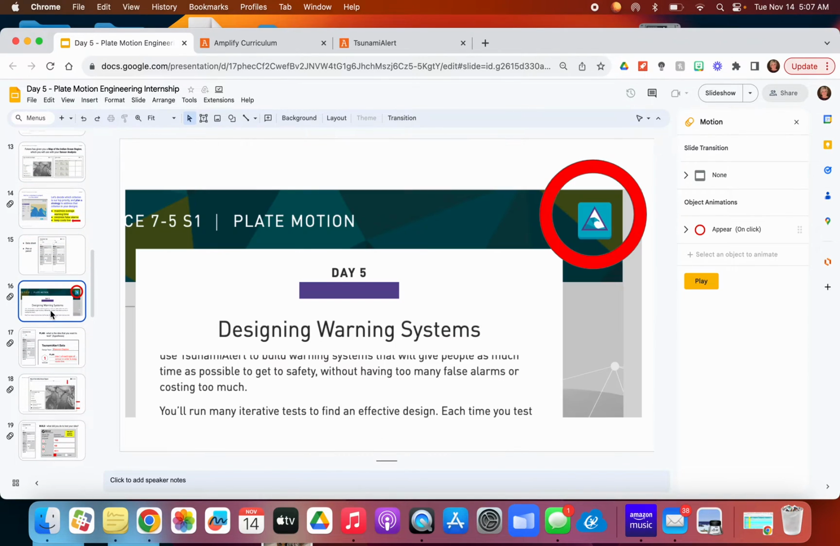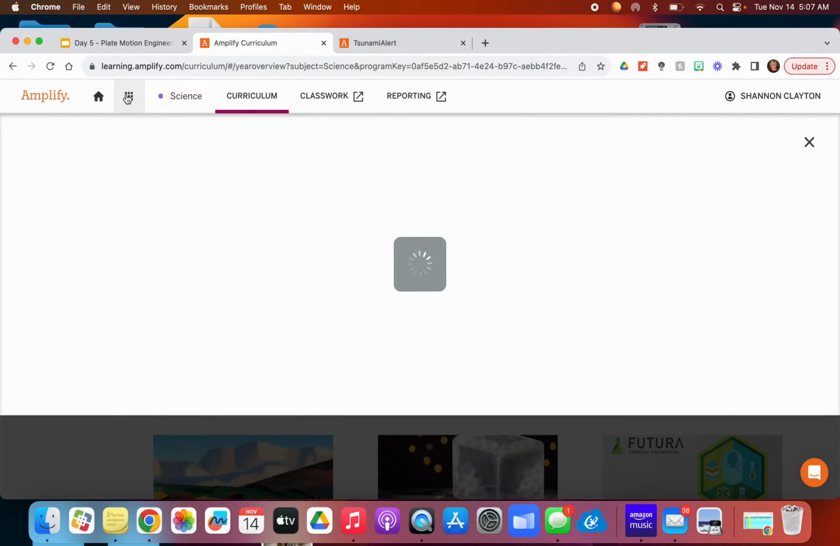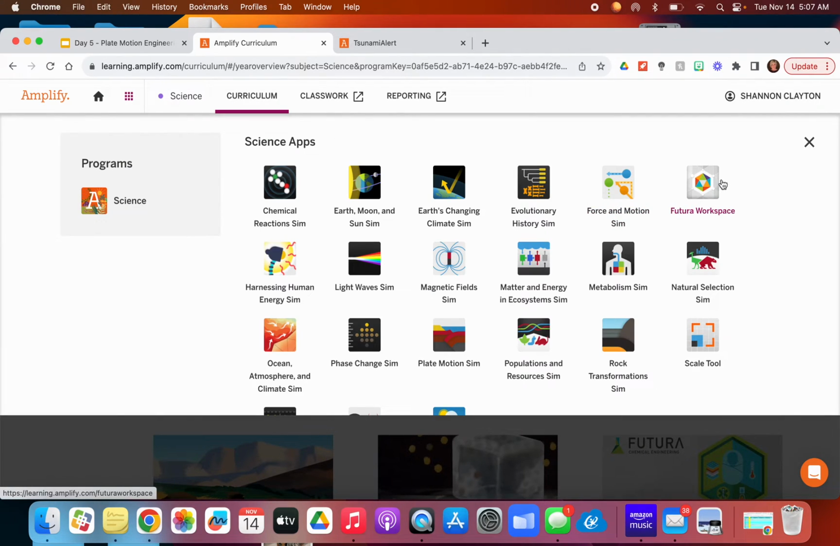Okay, I'm going to need you to go into your design warning system in Futura. You can go into the Futura workspace right here, go through the steps and do all of that, or there's a shortcut. If you can find your waffle icon up here for programs and apps, if you click that, then you can go immediately over here to the Futura workspace.